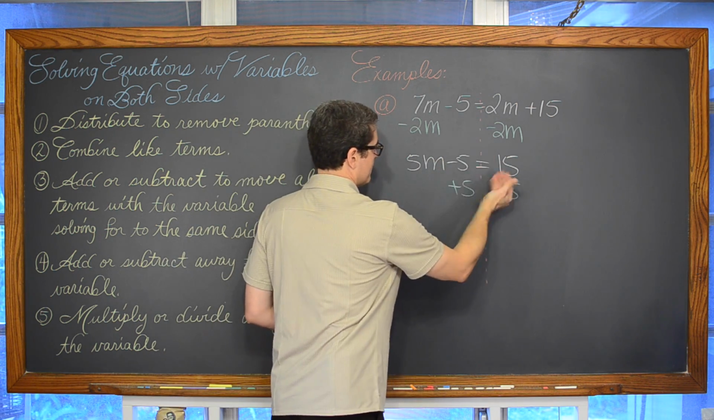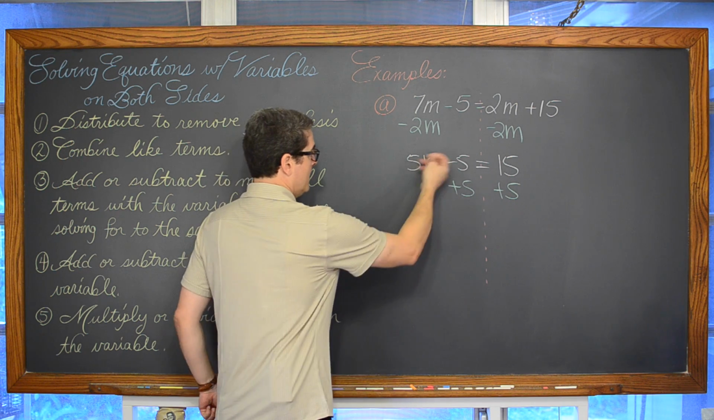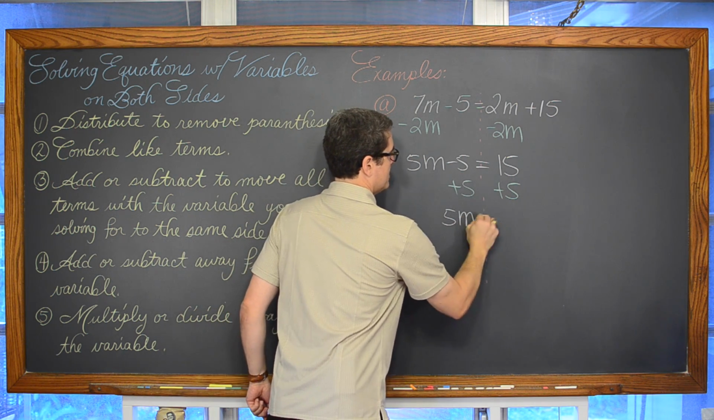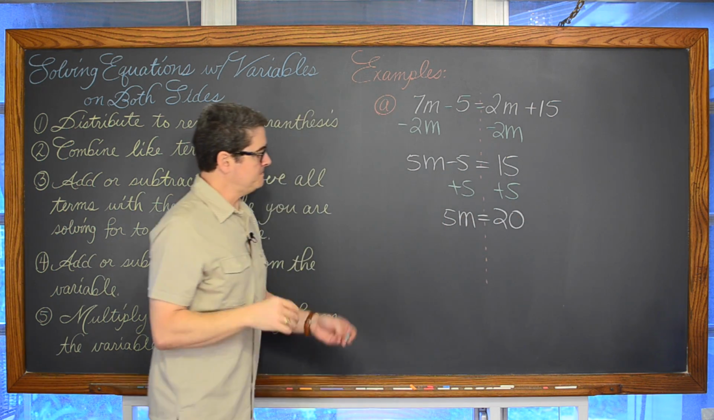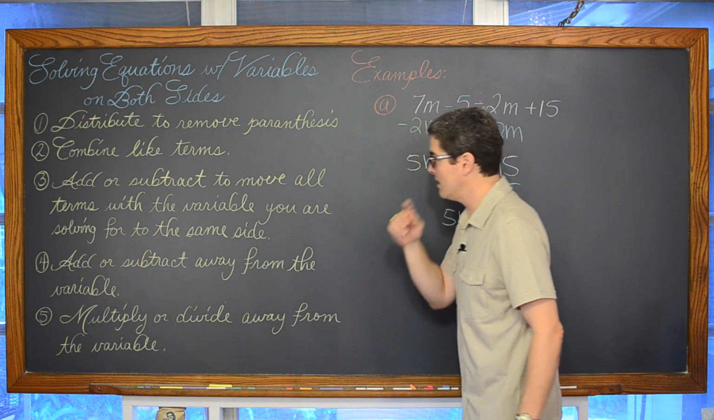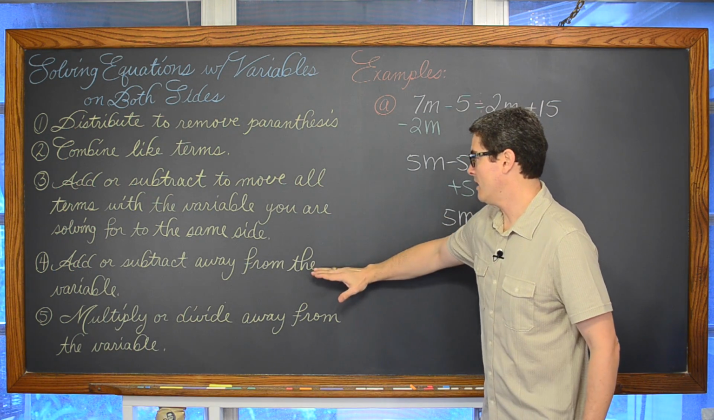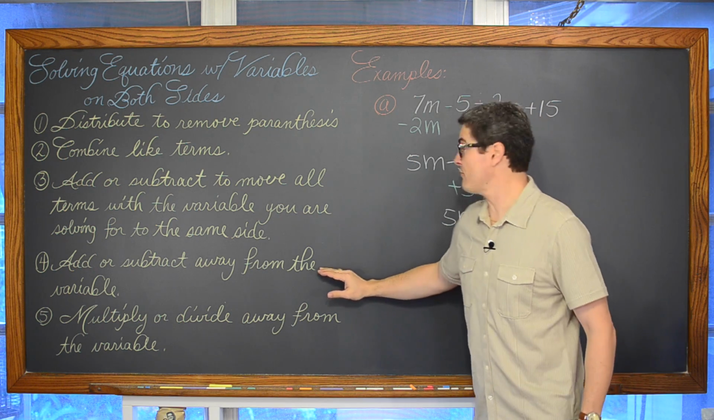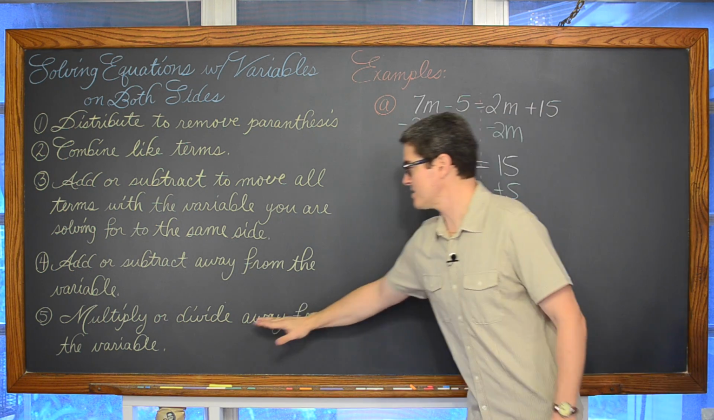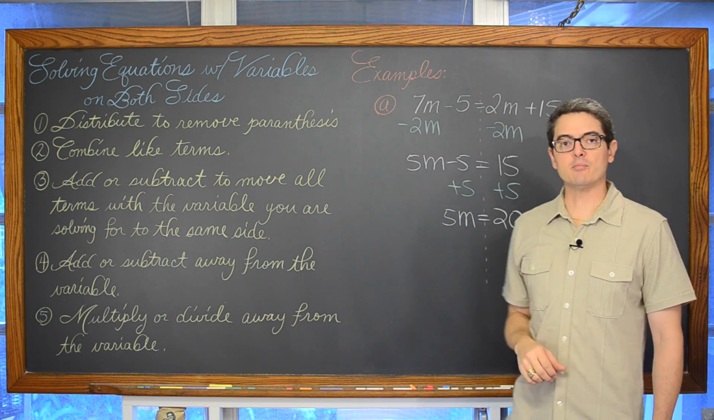The subtraction property of equality and the addition property of equality. And now we have 5m is equal to 20. Our last step here is to, we just added or subtracted away from the variable. We added 5 to both sides. And now we're going to multiply or divide away from the variable.